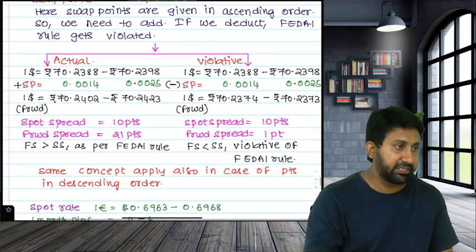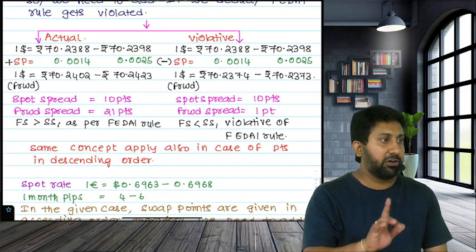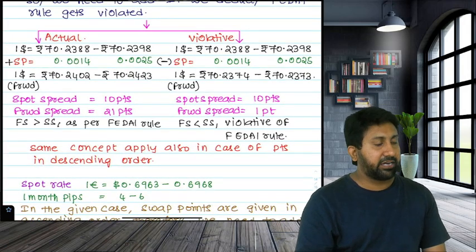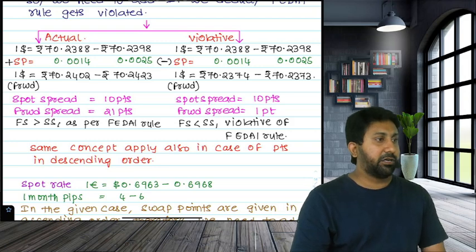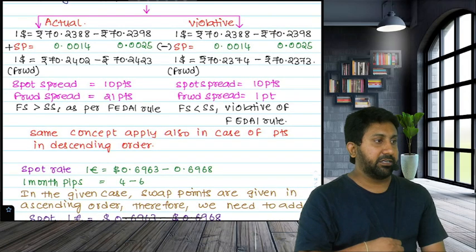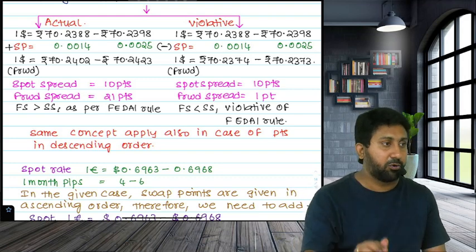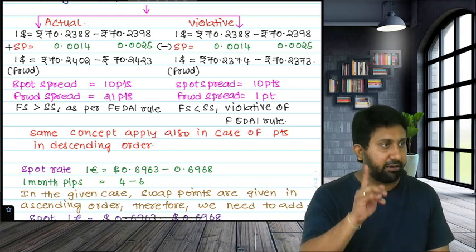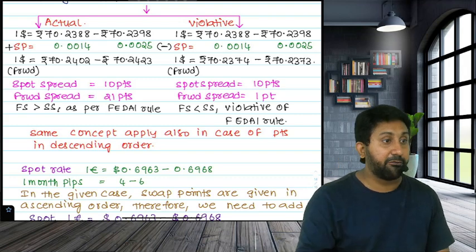I have done 2 things, actual and violative. Actual: $1 equal to 70.2388-70.2398, swap points 0.014, 0.025. I added: spot spread 10 points, forward spread 21 points. Profit is more there; it will be more optimistic. Violative, if you do it: spot spread is 10, forward spread is 1 point.